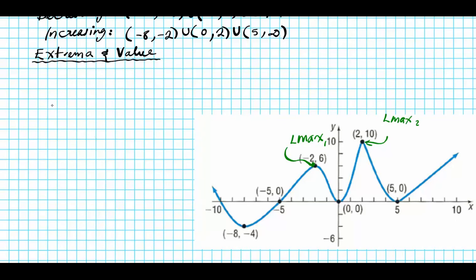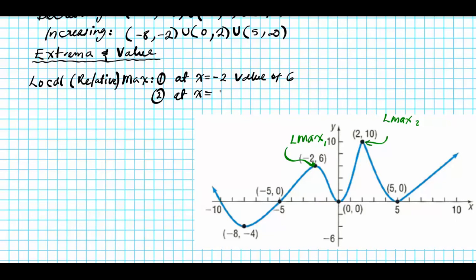Okay, so let's go ahead and write it down. So our local, or you can call it relative, local or relative max. We have two of them. The first one is you have a local max at x equals -2, the value of 6. And then the second local max is at x equals 2 with a value of what? Value of 10. All right, now we have our local maxima.